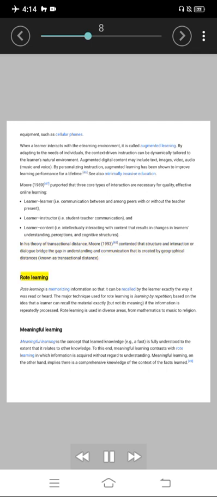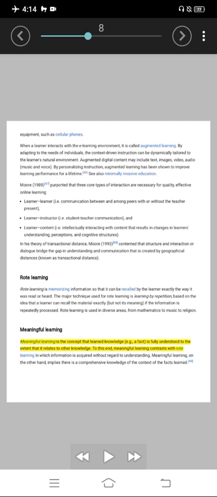Rote learning. Rote learning is memorizing information so that it can be recalled by the learner exactly the way it was read or heard. The major technique used for rote learning is learning by repetition, based on the idea that a learner can recall the material exactly, but not its meaning, if the information is repeatedly processed. Rote learning is used in diverse areas, from mathematics to music to religion. Meaningful learning. Meaningful learning is the concept that learned knowledge, e.g., a fact, is fully understood to the extent that it relates to other knowledge.